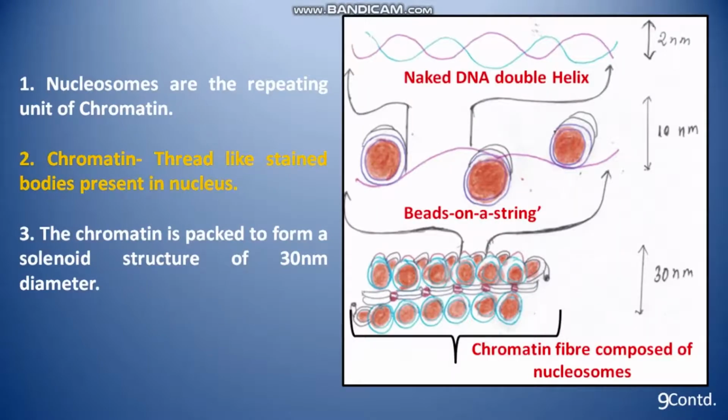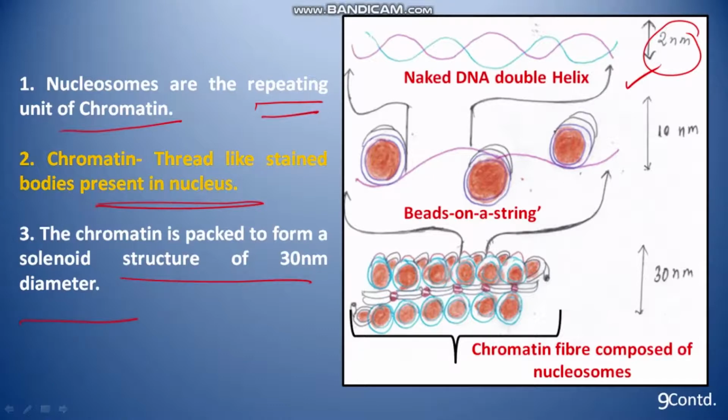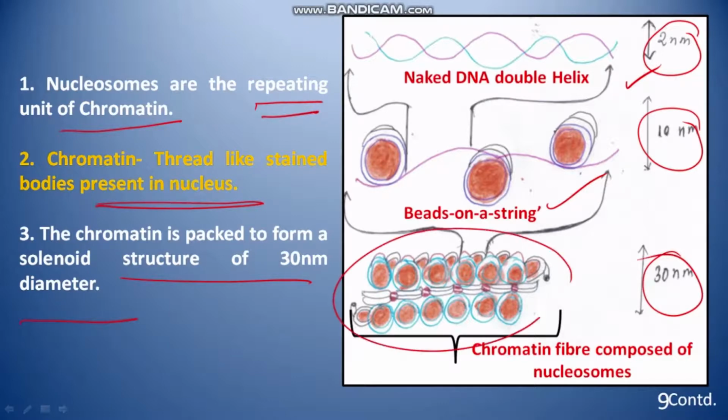So how is this formed? First of all, let me tell you that nucleosomes are the repeating unit of chromatin. Here I have shown the structure of naked DNA double helix, and it is around 2 nanometer. Then chromatin, which has thread-like stained bodies present in the nucleus, is packed to form the solenoid structure. Before forming the solenoid structure, they form beads on a string, which is 10 nanometer. Then this beads on a string is packed to form a solenoid structure of 30 nanometer in diameter. You can see here, this is the solenoid structure that has been formed.